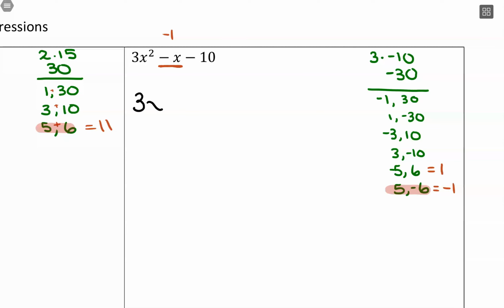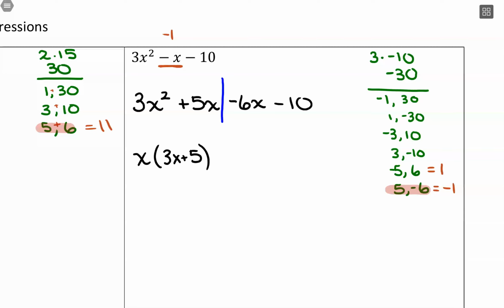So 3x squared stays the same. We'll have a positive 5x and negative 6x. And then the negative 10 just stays the same at the end there. Then we'll factor by grouping. So I'm going to split it up in half. On the left-hand side, there's a common factor of x. So I'll have a 3x plus 5 left over.